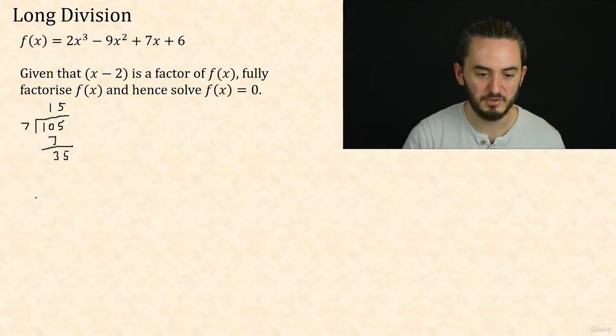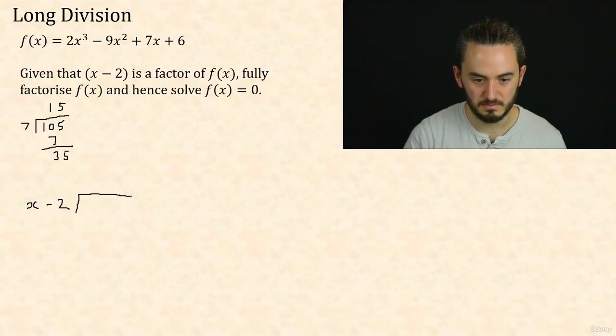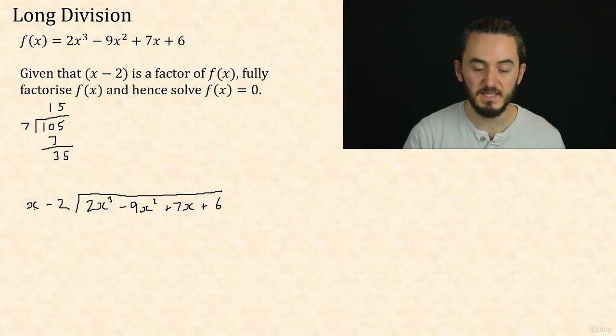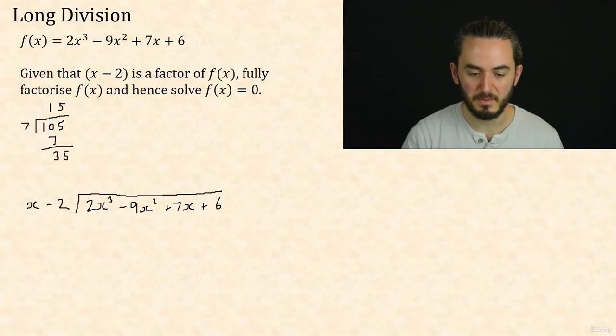Here's the polynomial version. How many times does x minus 2 go into 2x cubed minus 9x squared plus 7x plus 6? Keeping things in a neat column is pretty important in this topic, so I'm going to try to keep this very neat. What do I need to multiply x by to get 2x cubed? That's the first question I ask. I always look at the leading terms and think, what do I need to multiply my leading term by to get the leading term of the thing I'm considering?